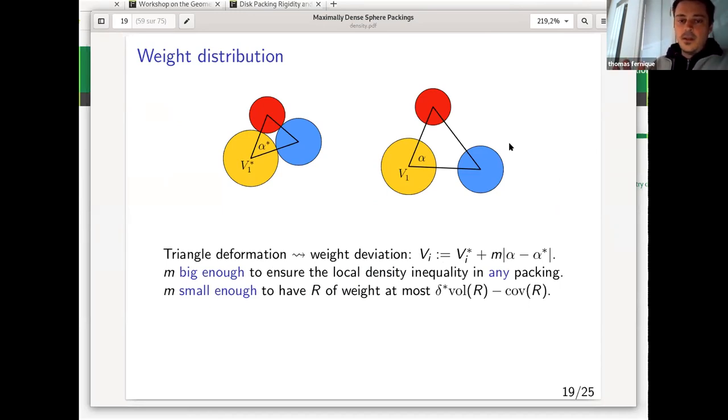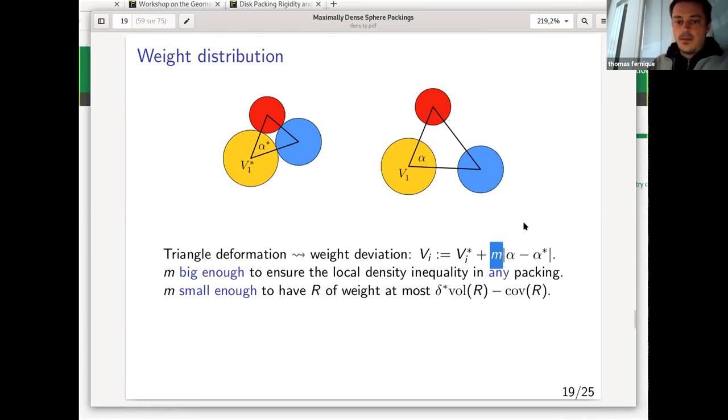Okay, this is only for the tight triangle, that is, when the disks are mutually tangent like this. For other triangles, when the disks are not tangent, you make some weight deviation like this. It means the weight that the yellow circle gets in this case is equal to the weight that it gets here plus some linear deviation of the difference of angle, alpha minus alpha star. That is, the more your triangle becomes different from the good triangle, the higher will be its weight.